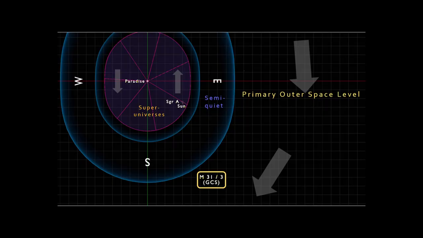If the galactic coordinate system did align with absolute direction, then Andromeda would be moving clockwise in the south, while we on the superuniverse level are moving counterclockwise towards the north. Presumably, moving in opposite directions would cause Andromeda to exhibit positive redshift, which it does not.